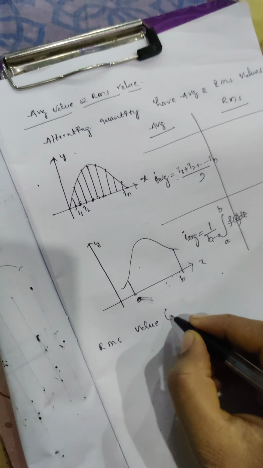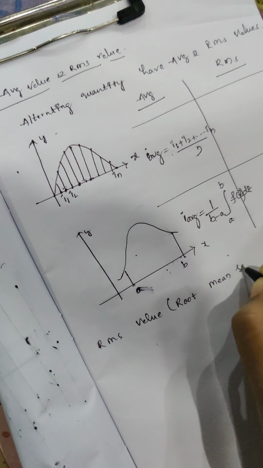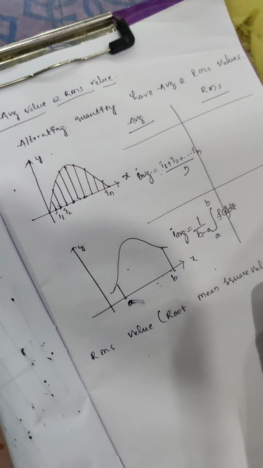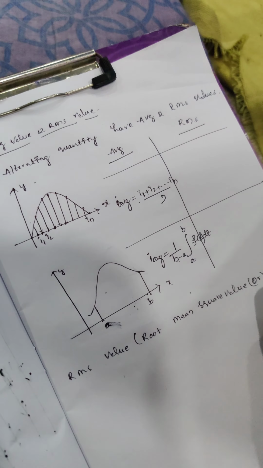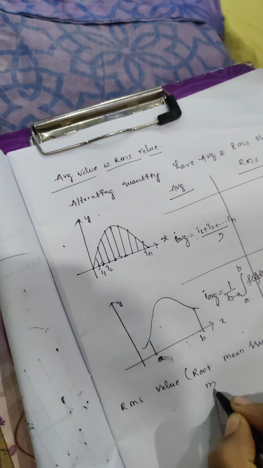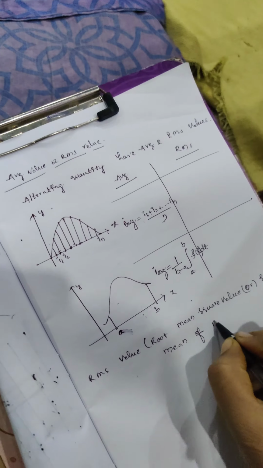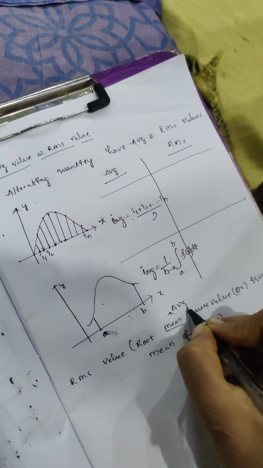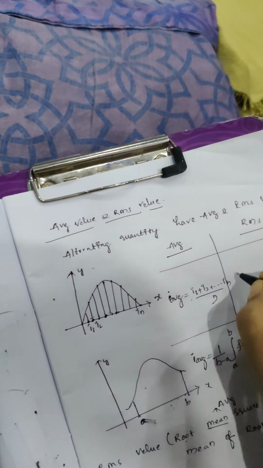RMS value is nothing but root mean square value. Here mean is nothing but average. So what is the definition? Root mean square value. When you know the instantaneous values, the formula is IRMS.